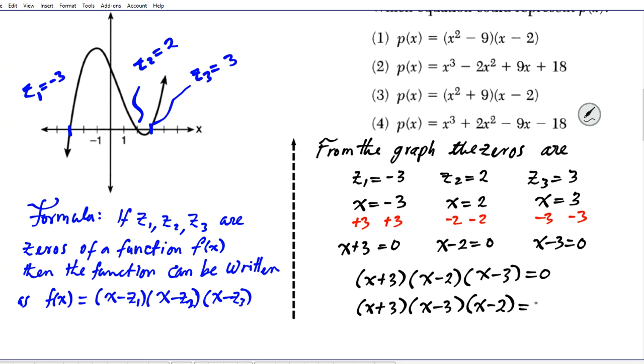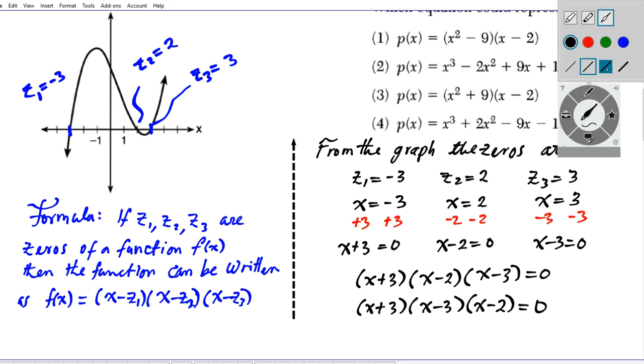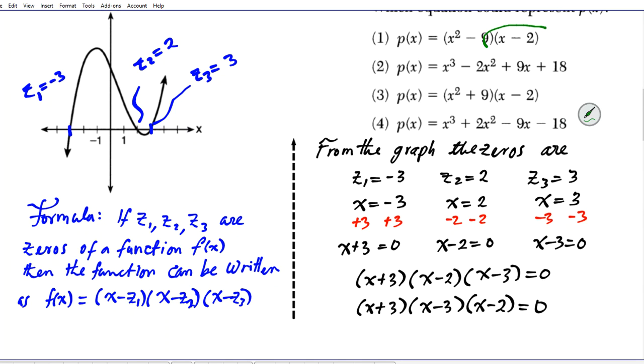The reason being that if you look at the options provided, we have potential solutions that have just x minus 2 as a factor that's not simplified, okay? So that's why I'm leaving x minus 2 alone first to see if we can get a match, and then we can go from there.